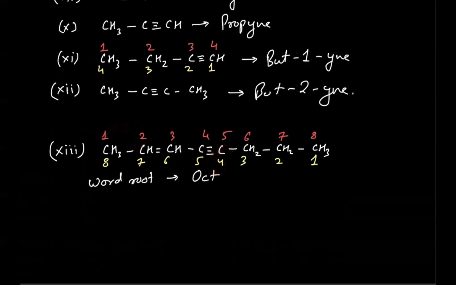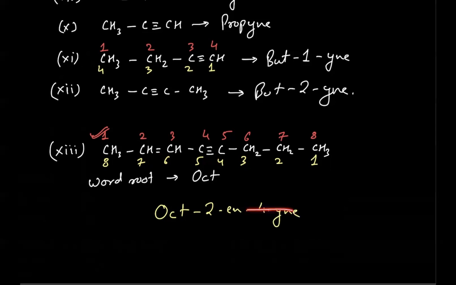So let's write down the name. You have the word root oct. Now you have 2 different suffixes because you have "-ene" for double bond and "-yne" for triple bond. Remember the numbering, the preferred numbering is the red one, and let's number it accordingly. So you have oct, 2 is ene and 4 is yne. So you add the two.